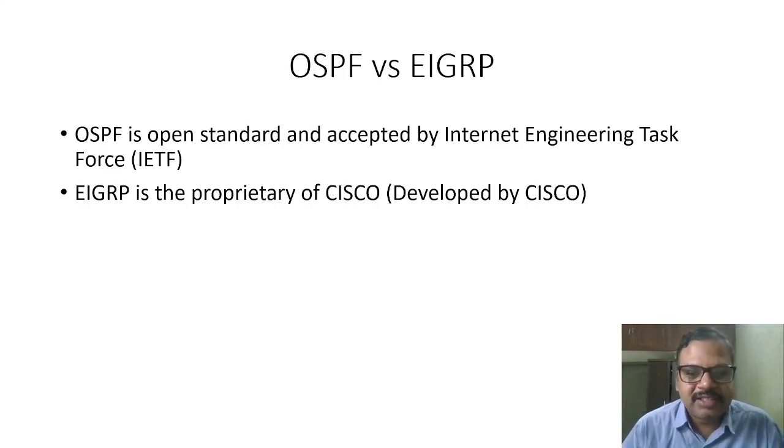Then we have already seen the EIGRP protocol. So we should know what the differences are between OSPF and EIGRP also. OSPF is an open standard protocol which is accepted by the Internet Engineering Task Force, whereas EIGRP is a proprietary protocol which is developed and used by Cisco. Although Cisco has shared some of the working mechanism of EIGRP, it is not fully accepted by the IETF, so it still remains under the proprietary version of Cisco.